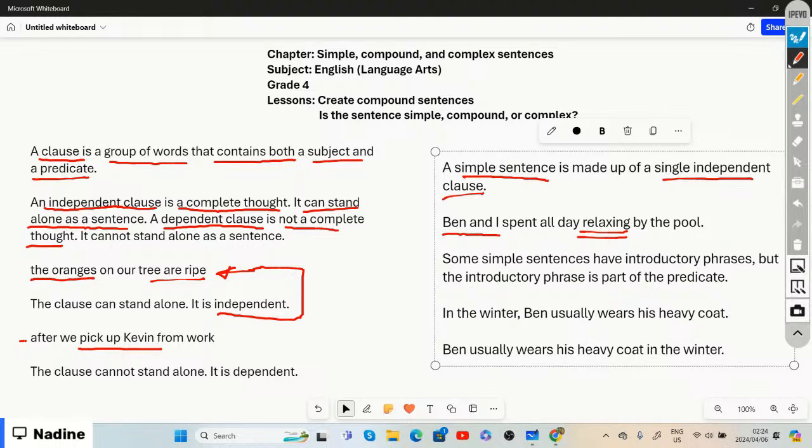For example, we will say, in the winter, Ben usually wears his heavy coat. So we can basically say Ben usually wears his heavy coat in the winter, or you can just swap it around and use it as an introductory phrase and say, in the winter, Ben usually wears his heavy coat, right? But most likely you won't really find many introductory phrases, right?